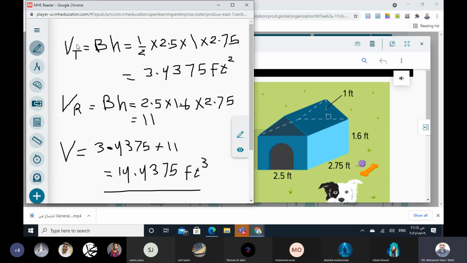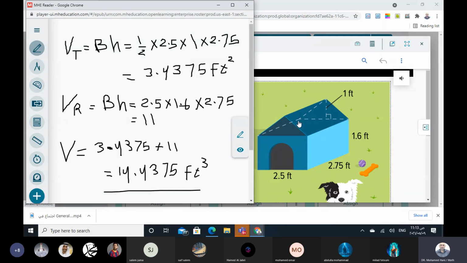3.4375. Okay, here. The volume for triangular prism. How to find the volume? Write the formula. The area of the base times the height. What is the type of the base? The type of the base, triangle. How to find the area of triangle? Write the formula for triangle: 1 over 2 multiplied by the base of the triangle multiplied by the height of the triangle.